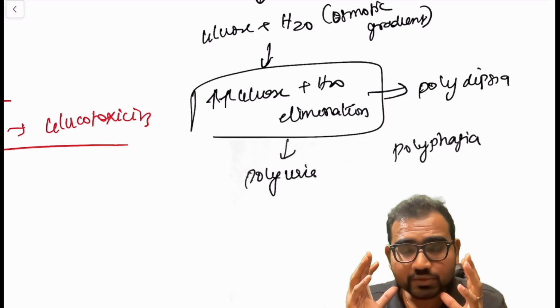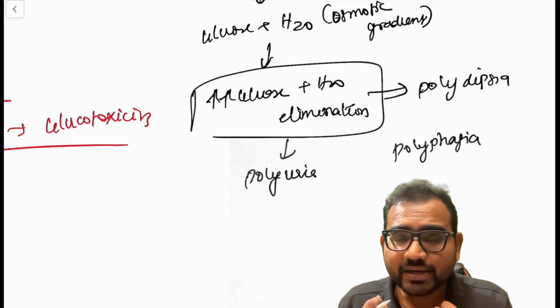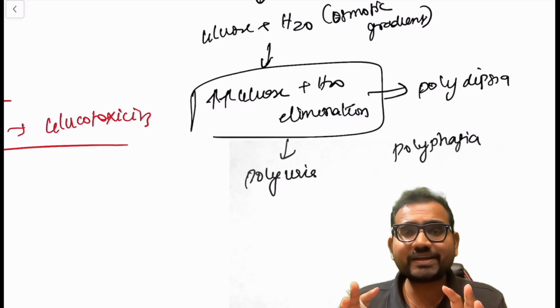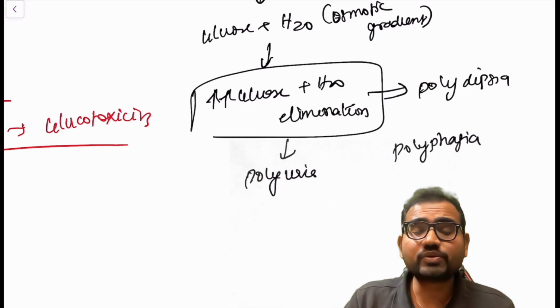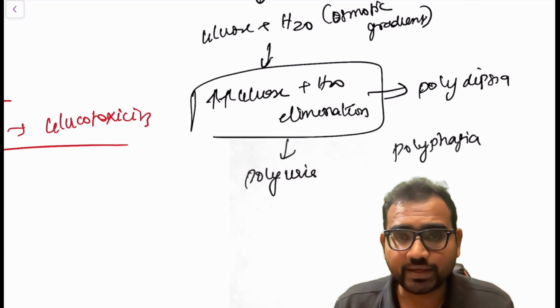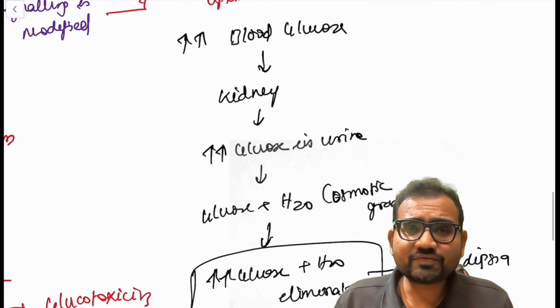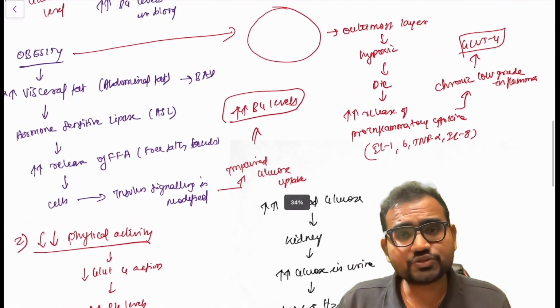Polyuria, polydipsia, polyphagia. Glucose is eliminated by the kidneys because of the osmotic gradient. The glucose carries the water along with it, which results in increased urination, increased water consumption, and increased food intake. So this is the very basic pathophysiology of diabetes mellitus. Definitely, you should get used to it.